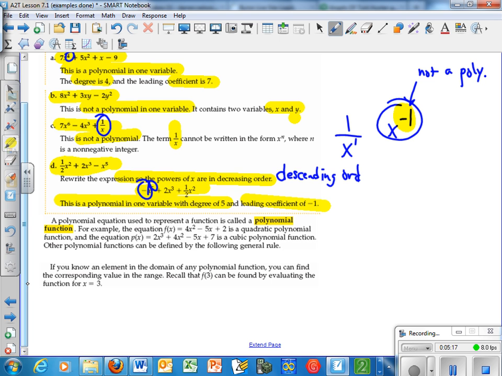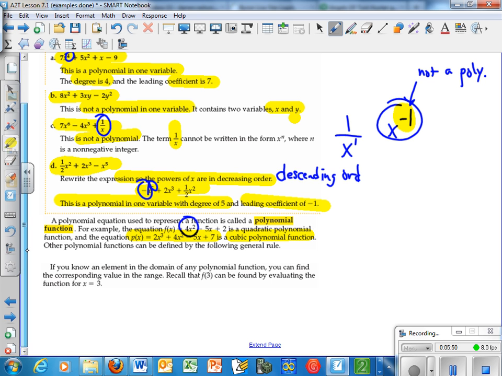A polynomial equation used to represent a function is called a polynomial function. For example, the equation f of x equals 4x squared minus 5x plus 2 is a quadratic polynomial function. Okay, quadratic is biggest degree is 2. That's what makes it quadratic. It's got x squared. This one, p of x equals 2x cubed plus 4x squared minus 5x plus 7, is called a cubic because its degree is 3.